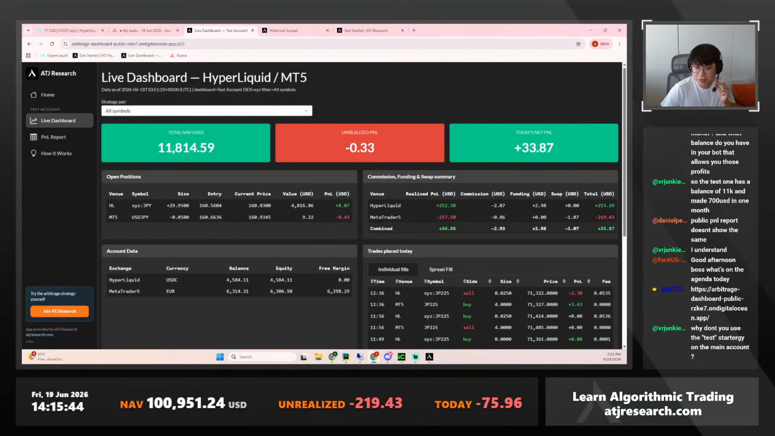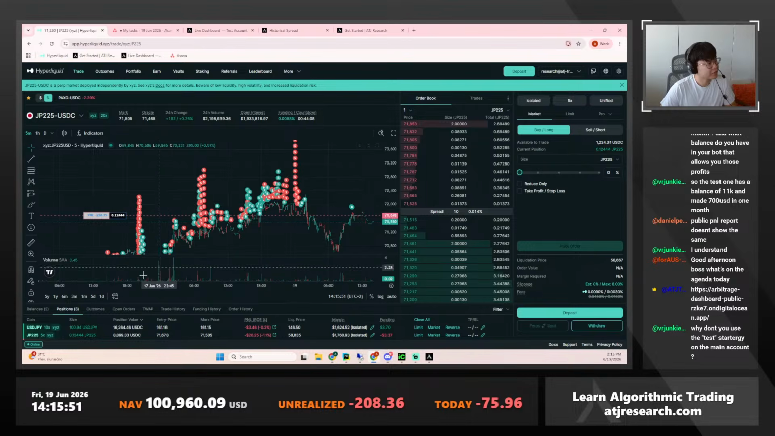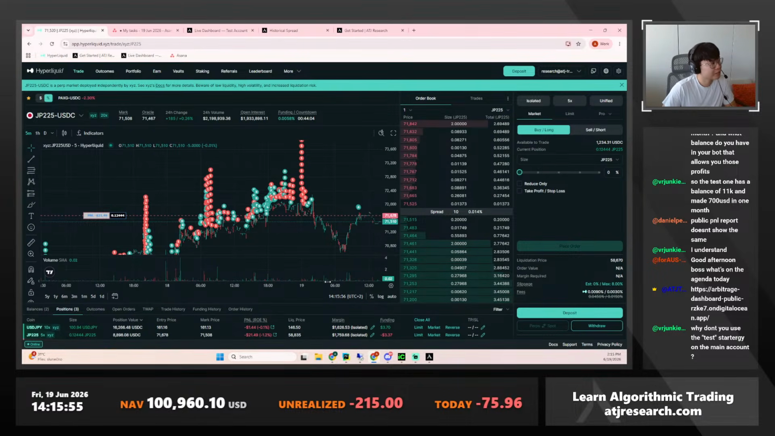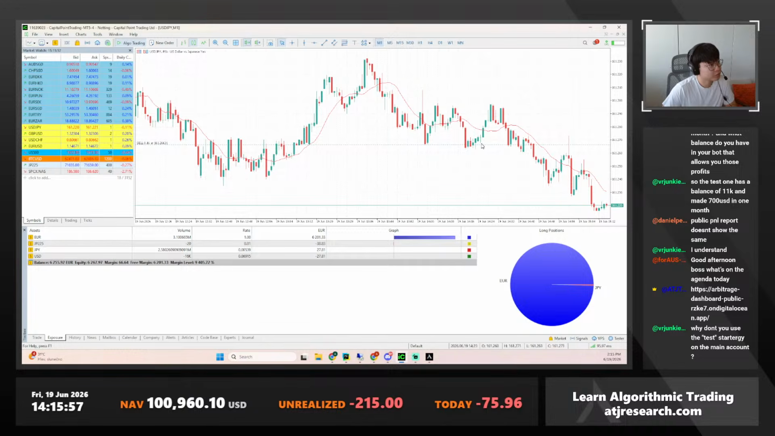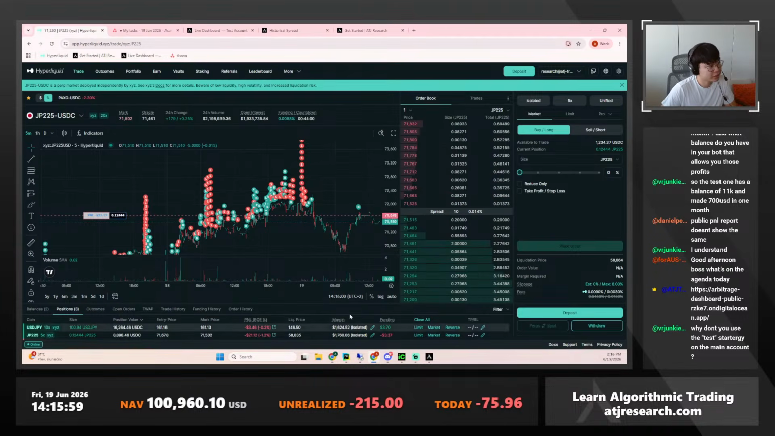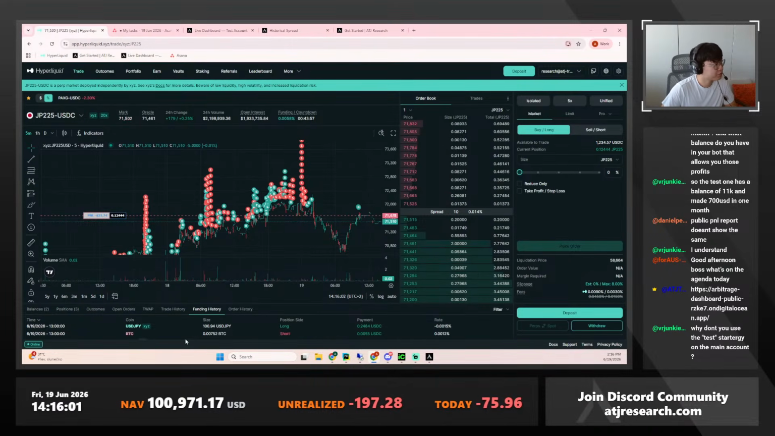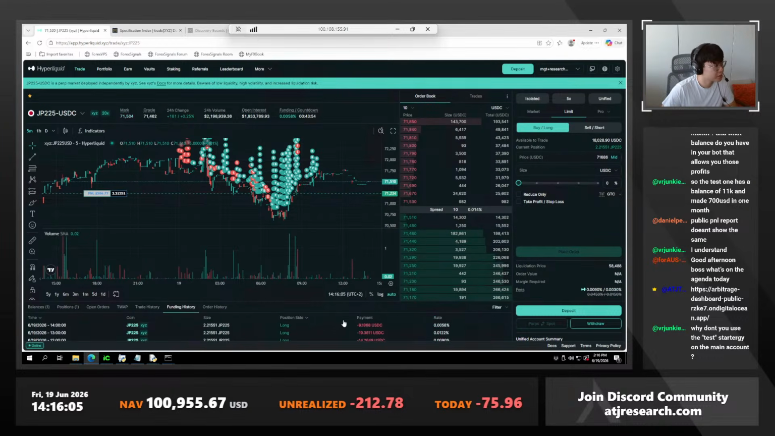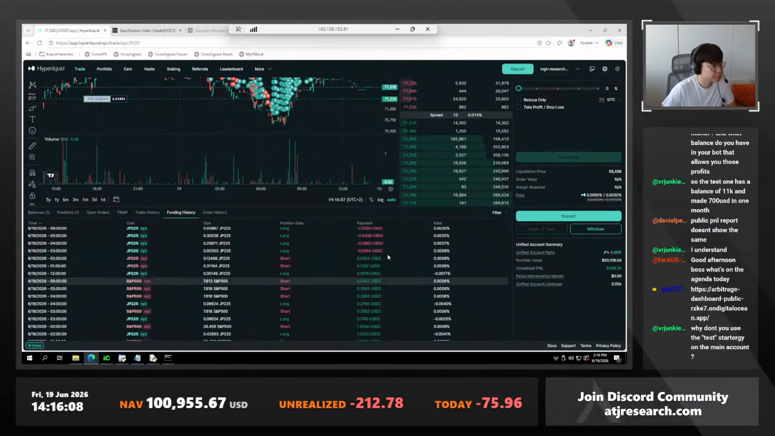And today we have a question: what's on the agenda today? Yeah, so today we're going to investigate why we are losing money on JP225. For some reason, the Oracle price does not reflect the IC Markets price. So even though we bought at a good price, we are paying crazy funding fees on JP225. On our large account today, we're losing money due to the funding rates.